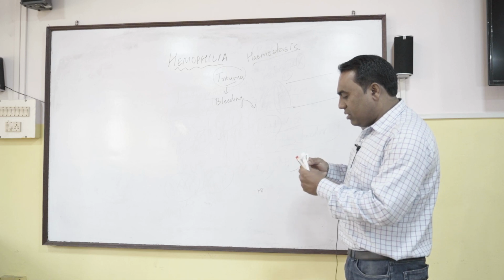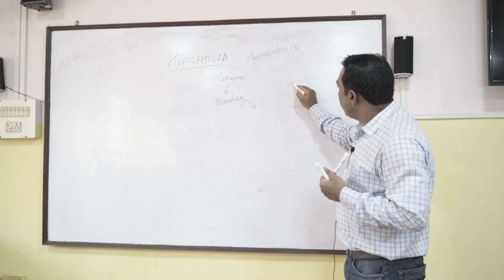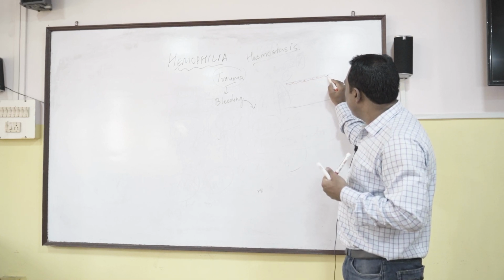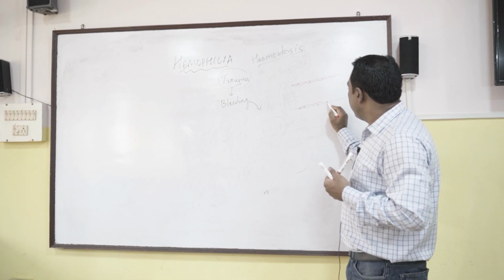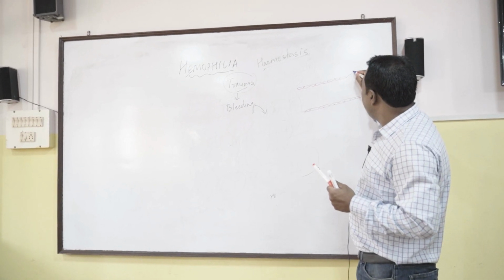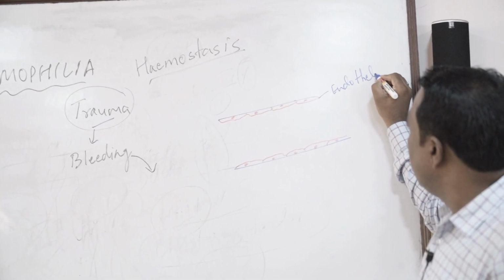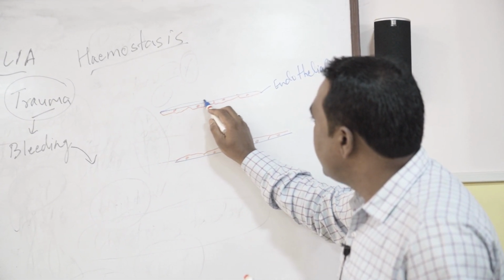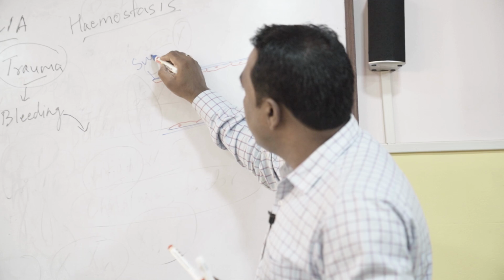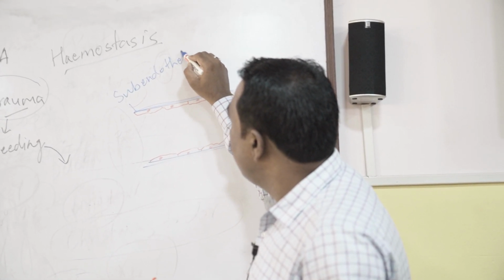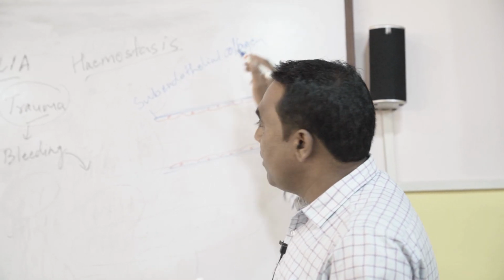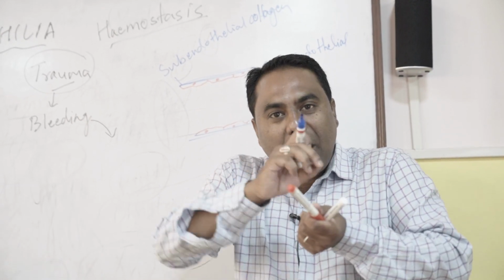Suppose this is the blood capillary, whereby in the blood capillaries we have an epithelial membrane lining the capillary tissues. This epithelial membrane is known as the endothelium. And this particular region beneath the endothelium is known as the subendothelial collagen layer. I'm just talking about the blood vessels now.